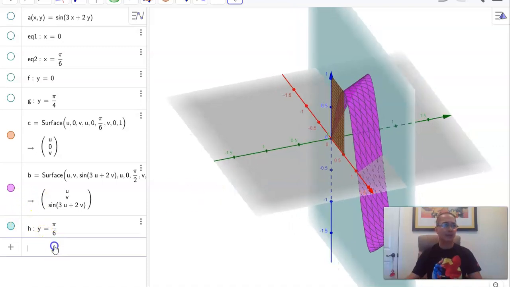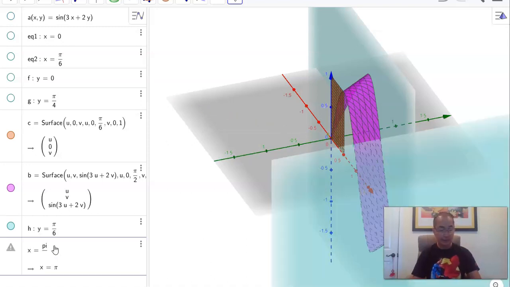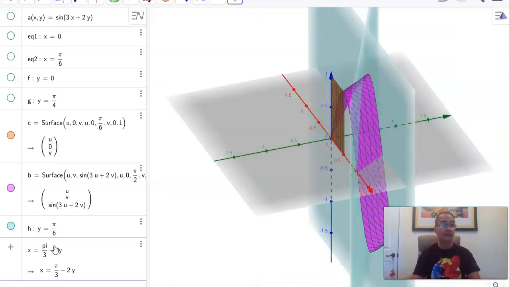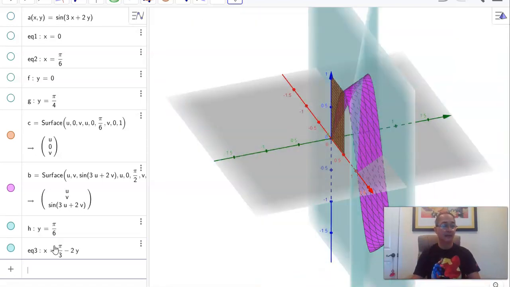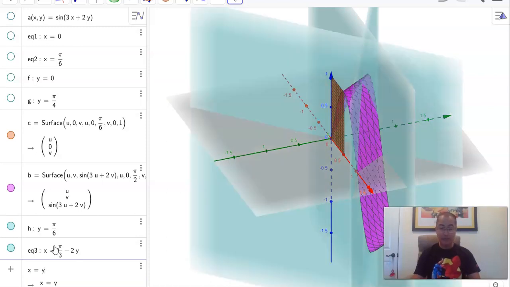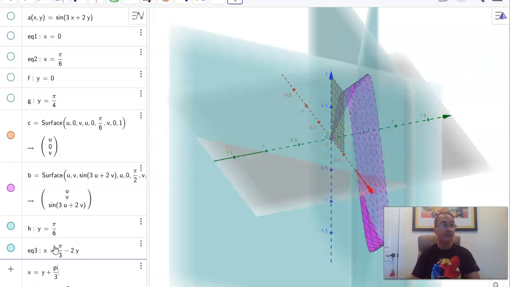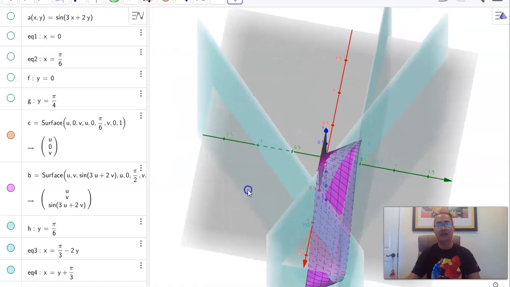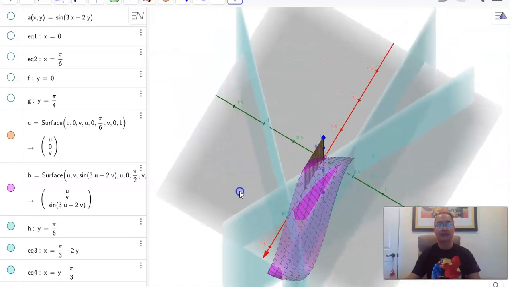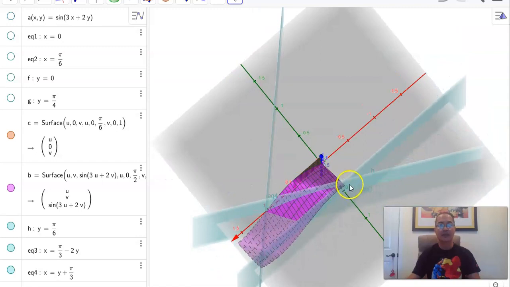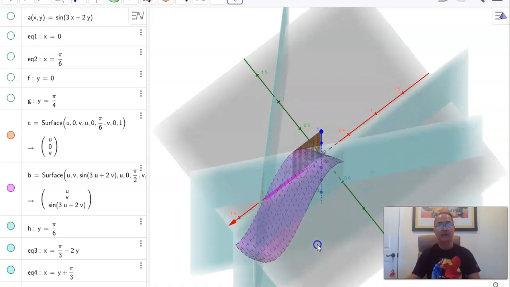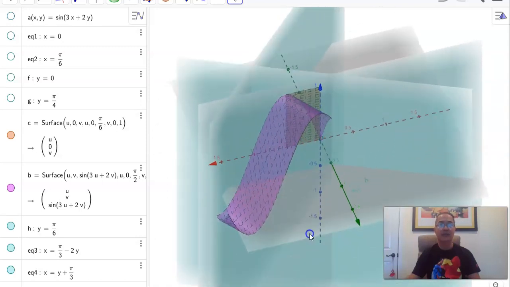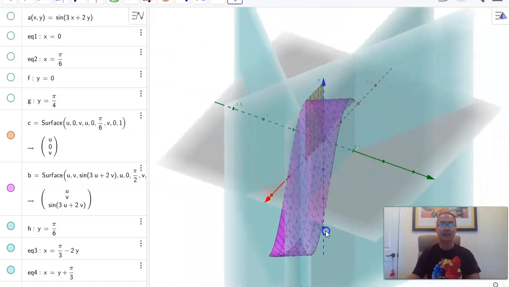But we have 2 other walls. We have x equals pi over 3 minus 2y, and we have x equals y plus pi over 3. That is our solid, basically. We're cutting the surface over here and over here. Is it mostly above or mostly below the xy plane? I think it's mostly below.